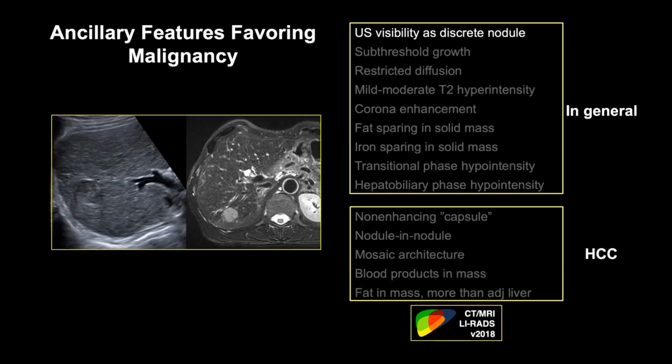Ultrasound visibility as a discrete nodule is pretty self-explanatory. And the rationale is that the most common benign masses or findings in the cirrhotic liver, such as regenerative nodules or low-grade dysplastic nodules, and all other benign vascular pseudo-lesions are invisible on ultrasound. So if you see something on ultrasound and confirm it on CT or MRI, it is more likely to be an HCC, as in this example here, which turned out to be a pathologically proven hepatocellular carcinoma.